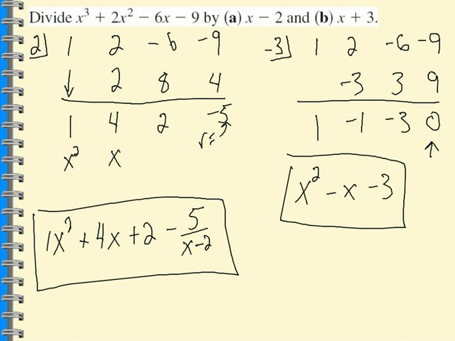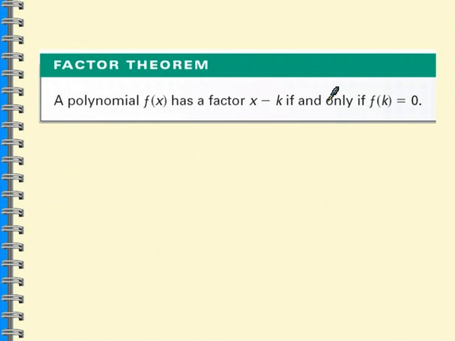And that leads us into our second theorem, which is the factor theorem. If a polynomial f of x has a factor of x minus k if and only if f of k is 0. So let me say that again. A polynomial f of x has a factor x minus k if and only if f of k is 0. So what that means, x plus 3 was a factor of our polynomial because f of negative 3 was equal to 0.